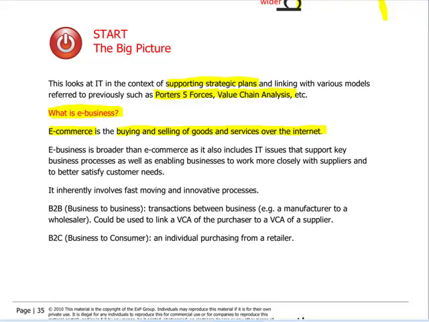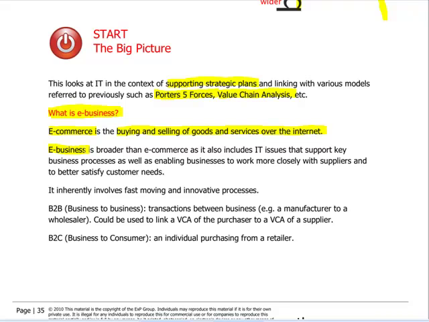So all we are doing is buying and selling goods and services over the internet. Okay, so it's commerce. We're buying, we're selling, and that's it, limited to e-commerce. The next level up, in effect, is e-business. Now this is a wider concept, this is a broader concept, because as well as including the buying and selling of goods over the internet, so as well as involving e-commerce, it broadens it out so that IT issues are used that support the key processes within the business.